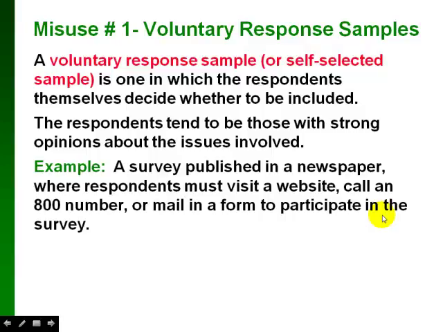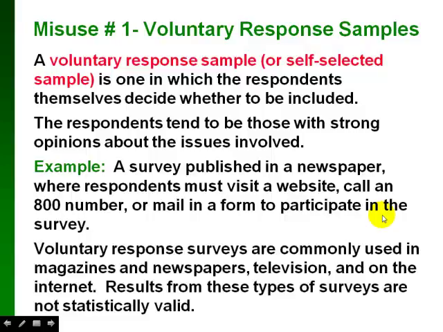Here's an example. A survey published in a newspaper where respondents must either visit a website, call an 800 number, or mail in a form to participate in the survey. The only people that are going to take that much trouble to respond are people who do have strong opinions about the issues presented in the survey. We do see voluntary response surveys everywhere: magazines, newspapers, television, and especially on the internet. Just remember that results from these types of surveys are not statistically valid.